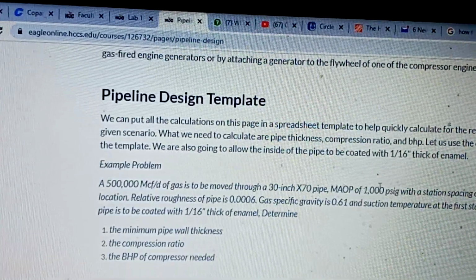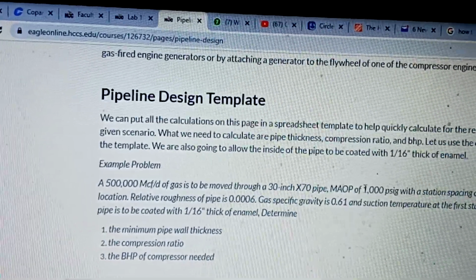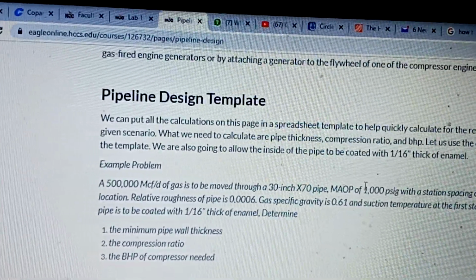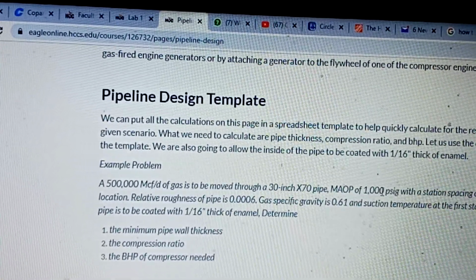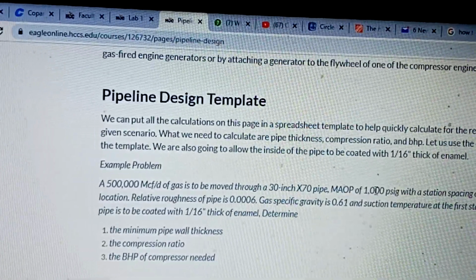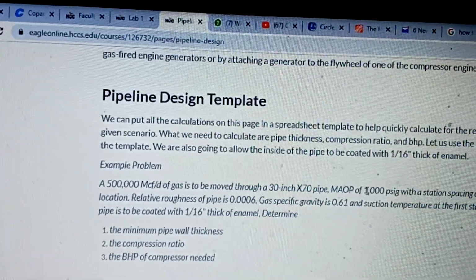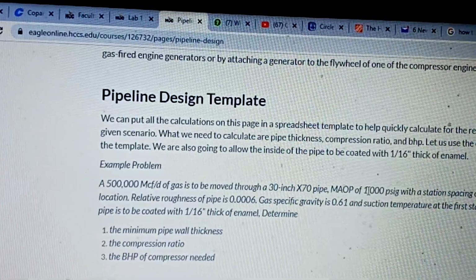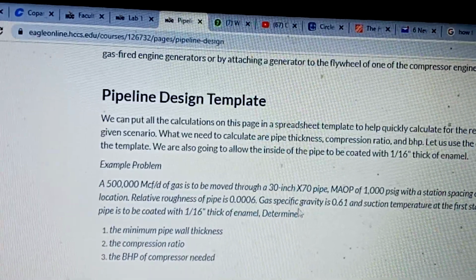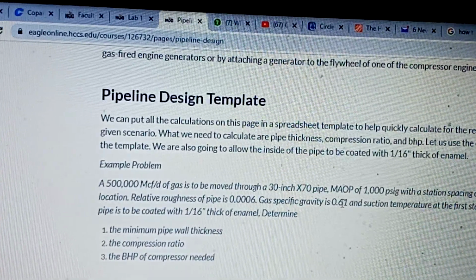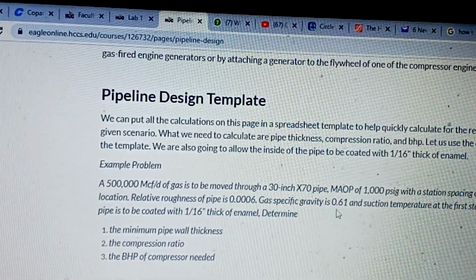Now the maximum operating pressure means the gas must be at that pressure in the pipeline. When the gas is moving from one station to the other, the pressure is going to drop below 1,000. So when it gets to the compression station, you're going to boost the pressure back to 1,000. You always want the gas to be boosted to 1,000 psi. So that's the maximum operating pressure. And the operating temperature is 60 Fahrenheit. The specific gravity is 0.61.